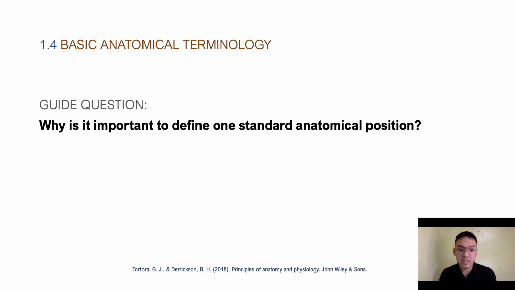Our next guide question is this: why is it important to define a one and single standard anatomical position? You're right. Having one standard anatomical position allows the directional terms to be clearly defined, so that any body part can be best described in relation to any other part, and we will learn that one in the future slides.